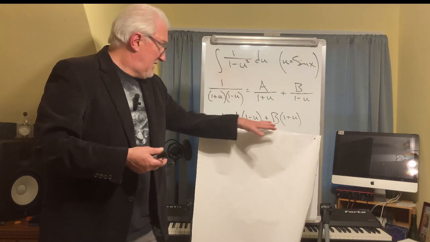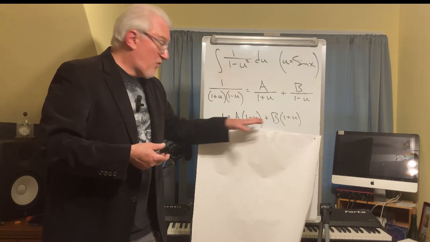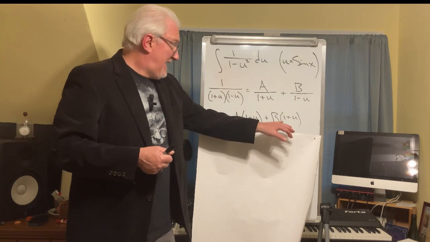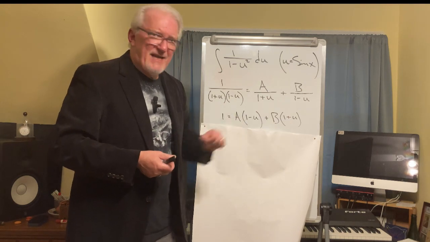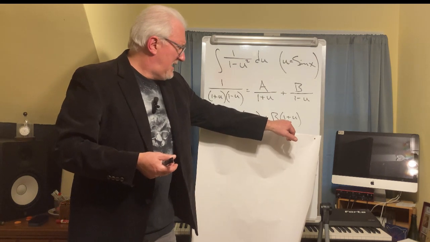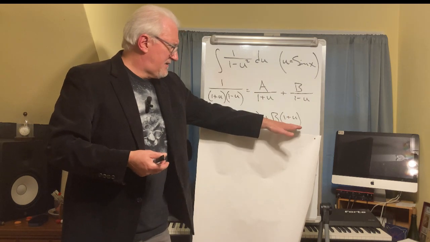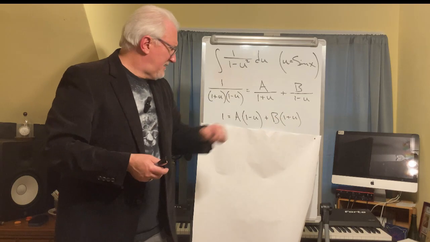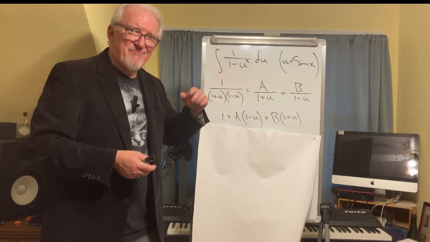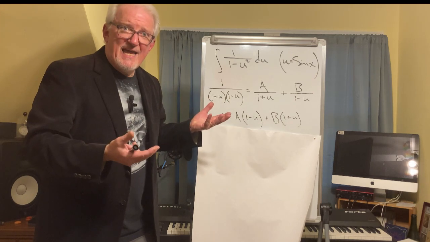So I need to find values of a and b that are going to make this equation always true. And, well, let's think about this for just a moment. If I substitute negative 1 in for u, right, I want this to be true for all values of u. So in particular, whenever u is negative 1, this term is going to go away because I'm going to have 1 plus negative 1. So this term is going to contribute nothing to the sum. And over here, I'm going to have 1 minus negative 1. Well, 1 minus negative 1 is 1 plus 1, which is 2. So in this case, it's going to read 1 equals 2a.